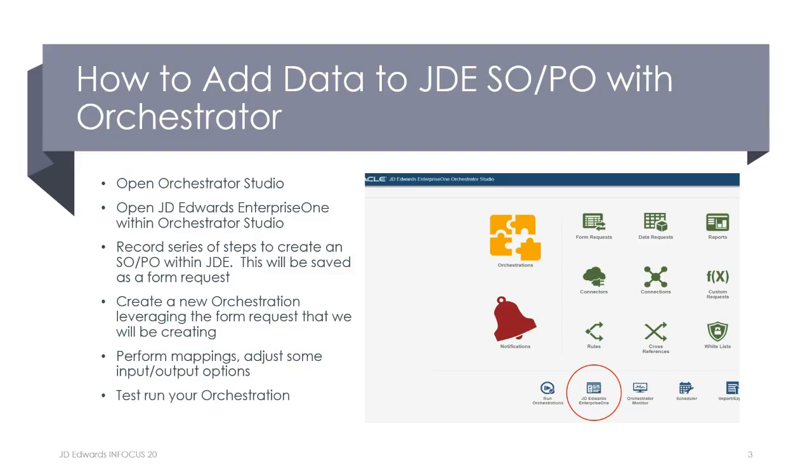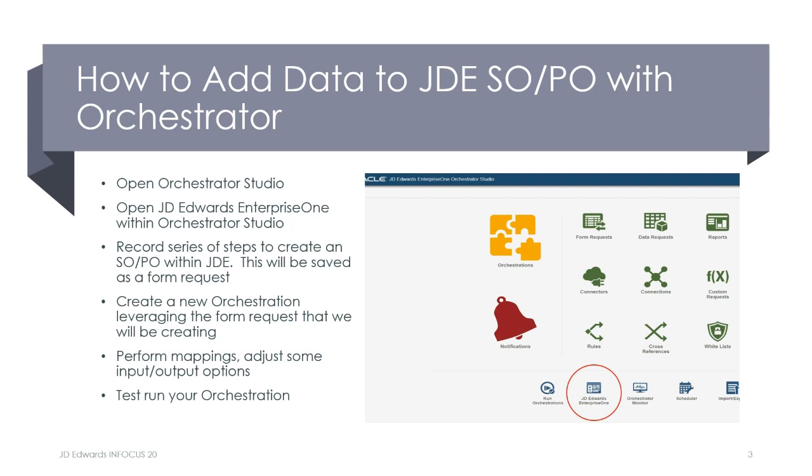So now let's get into how to add data to JD Edwards using Orchestrator. First, this slide is a high-level list of what we're going to touch on. We're going to use Orchestrator Studio. We're going to go into JD Edwards within Orchestrator Studio. We're going to record a series of steps to create a sales order or purchase order within JD Edwards. This will be saved off as a form request. We will create a new orchestration leveraging the form request that we will be creating. And then we're going to perform some mappings, adjust some input and output options, and test run our orchestration.